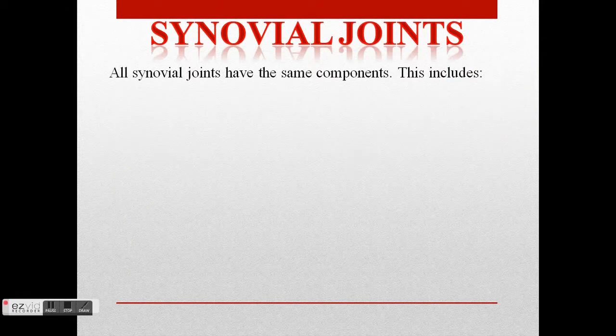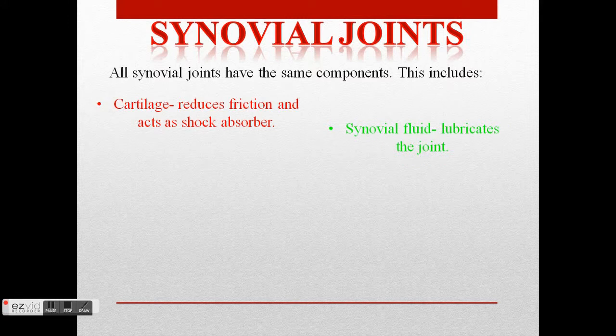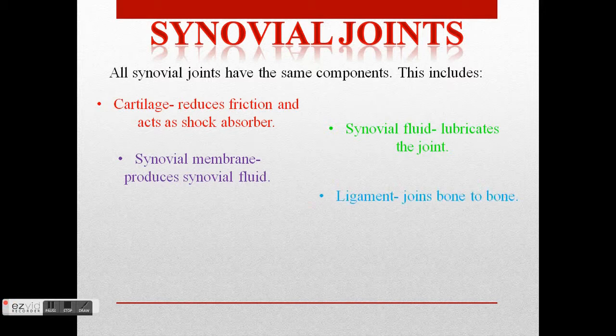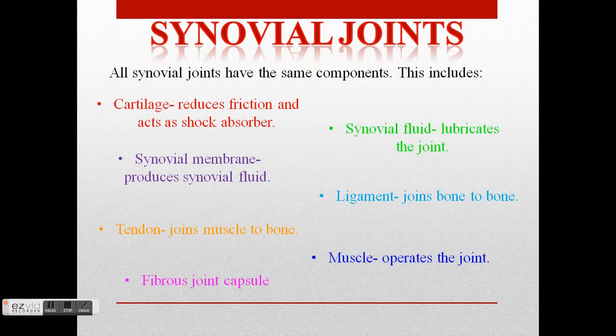Synovial joints. All synovial joints have the same components. This includes cartilage, which reduces friction and acts as a shock absorber, synovial fluid, which lubricates the joints, synovial membrane, which produces synovial fluid, ligament, which joins bone to bone, tendon, which joins muscle to bone, and muscle, which operates the joint, and fibrous joint capsules.